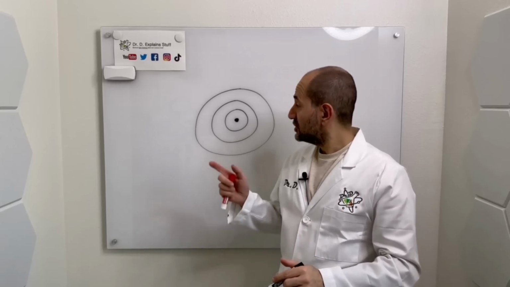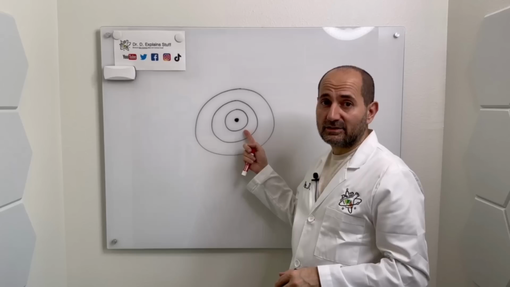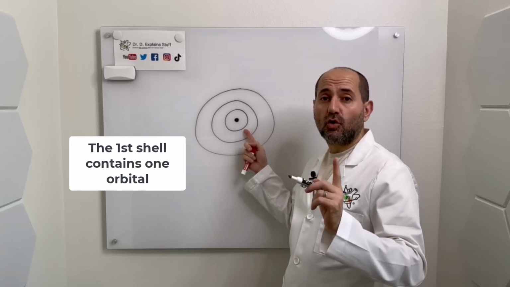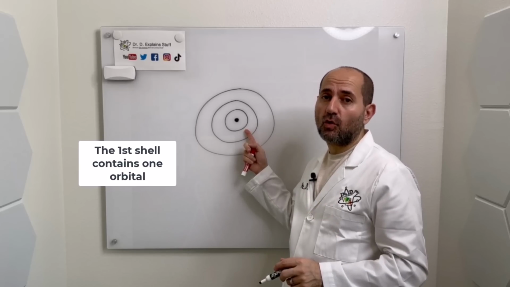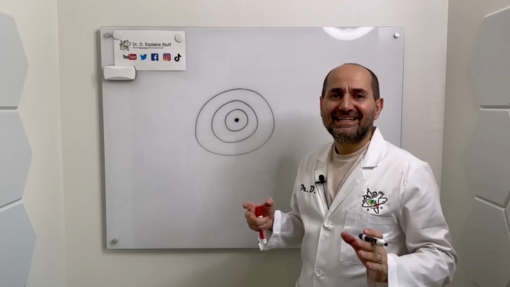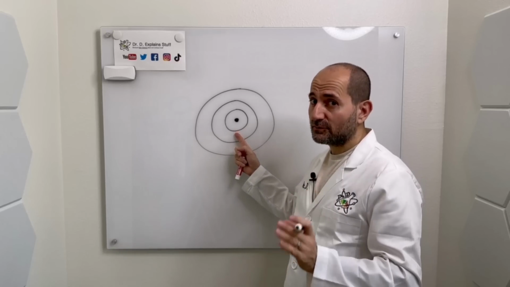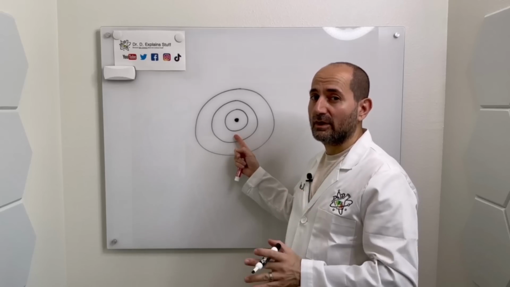The first shell of an atom has one orbital. So I'm going to ask you this. How many electrons do you think can live in that first shell if the first shell only has one orbital?